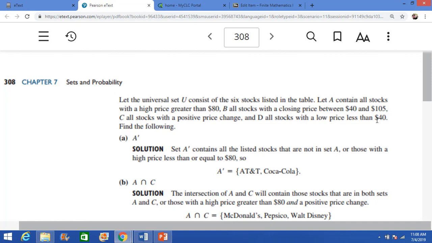Okay, so again, write this all down, because you're going to want to keep track of this so that you can get the correct answer. Now, it says we want the complement of A. Well, what's A? A contains all stocks with a high price greater than 80. That means the complement would be all of the stocks that have a high price of less than or equal to 80.